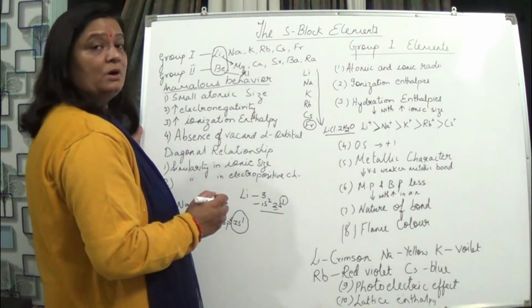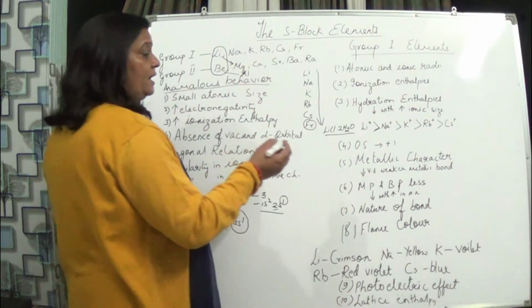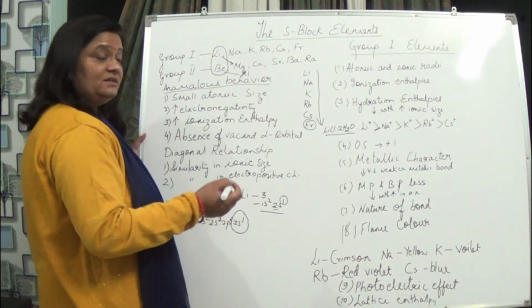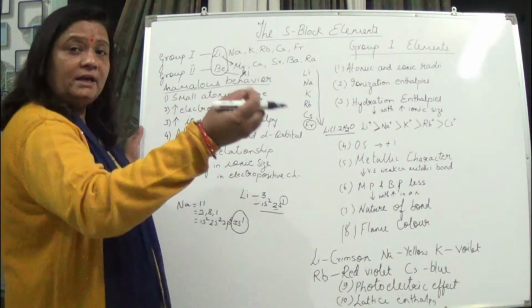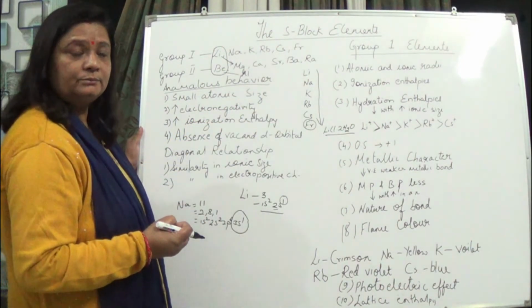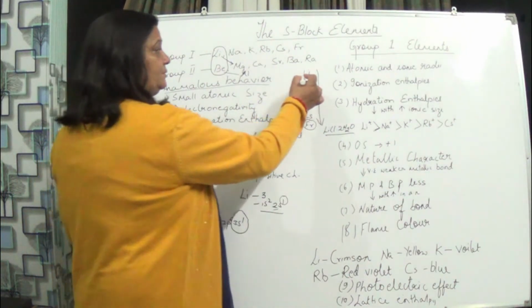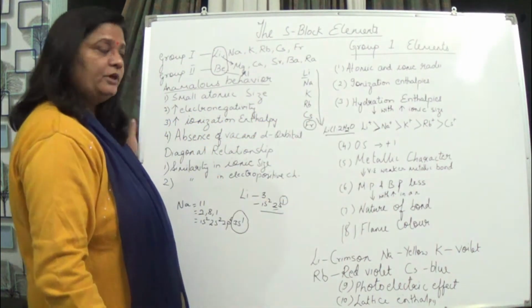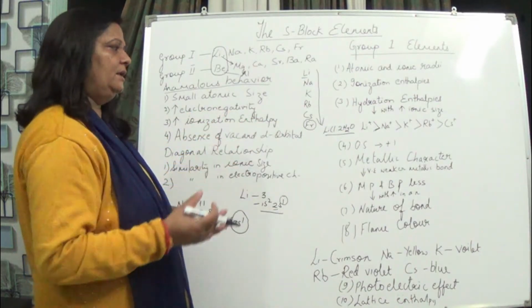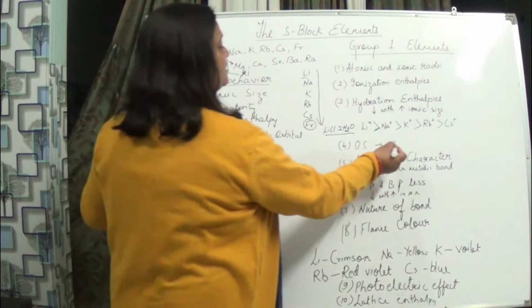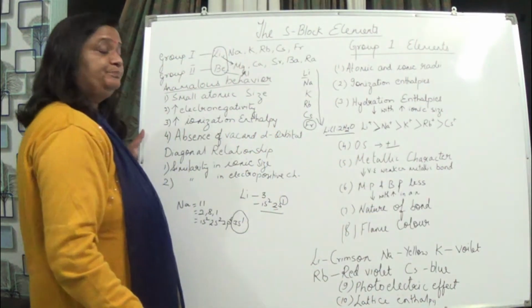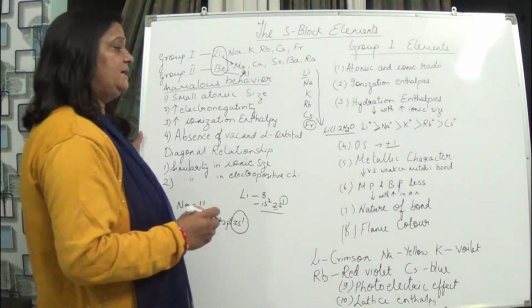Now, coming to the oxidation state or the oxidation number. Here we are seeing they can easily give one electron, except lithium. They can give the electrons easily, so naturally the oxidation state becomes +1.